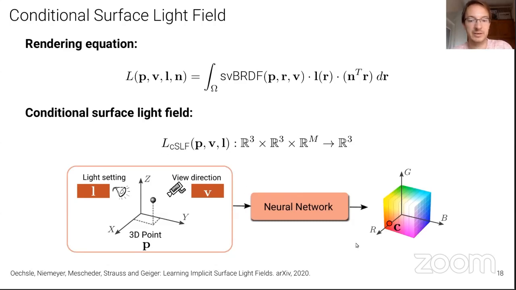Here on the bottom, you can see a graphical representation of what our network does. It takes the 3D point, the view direction, and the light setting as input and produces a color vector as output.